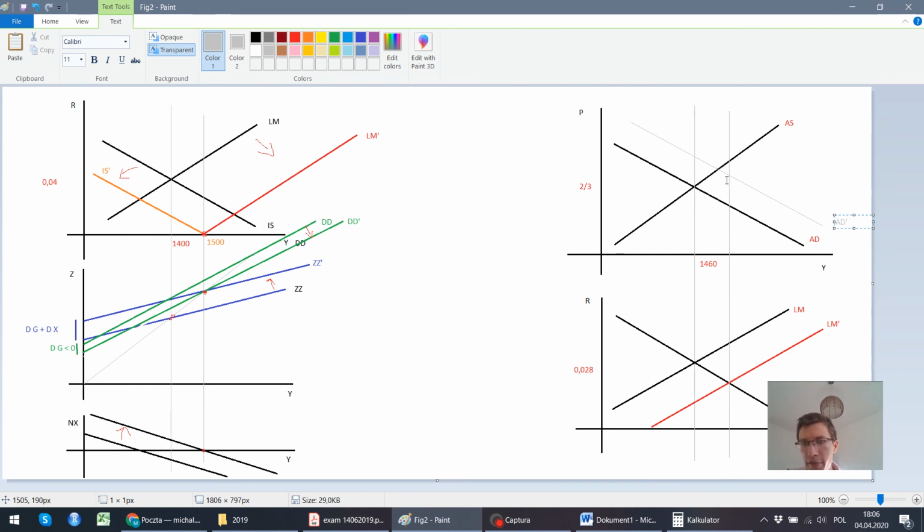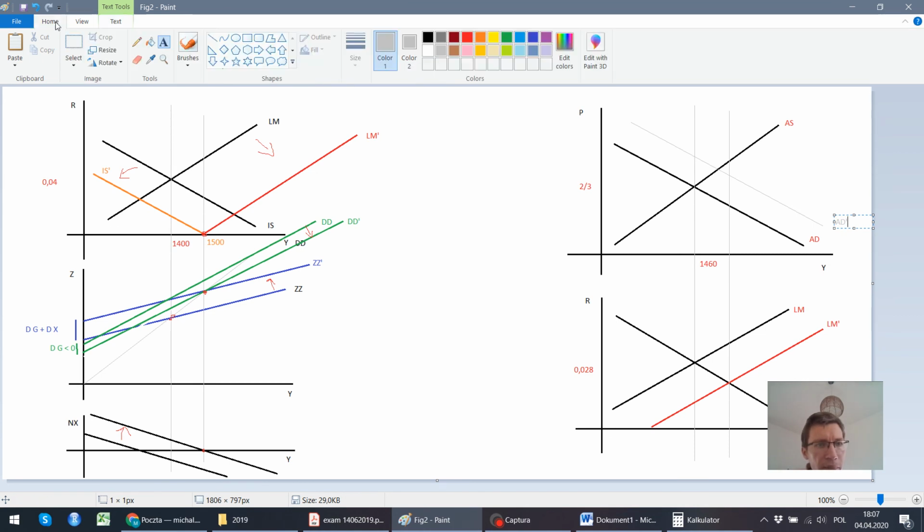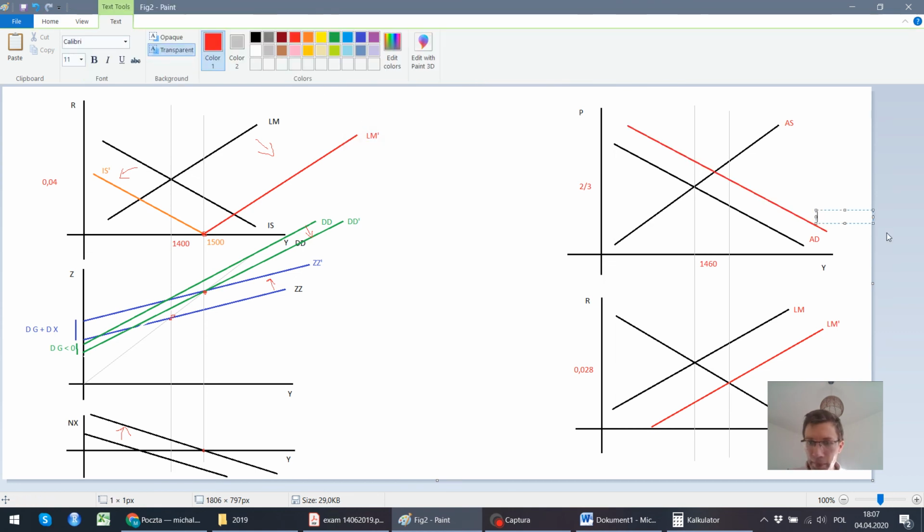So we have the shift, and the question is whether this point, let me do it better. So we have the new AD curve. Jesus, it takes so much time. This is my computer, don't worry.